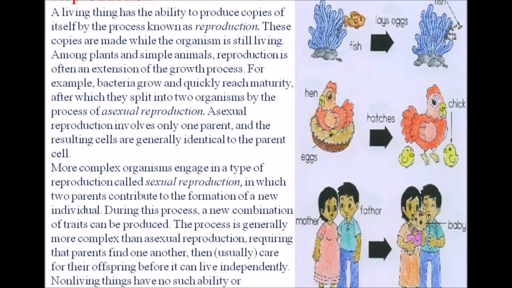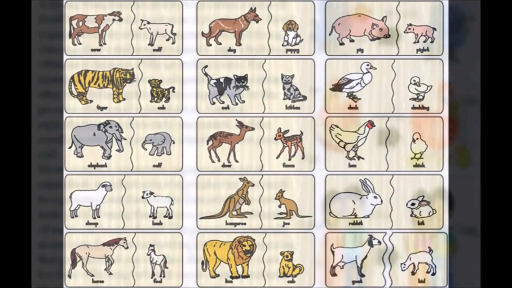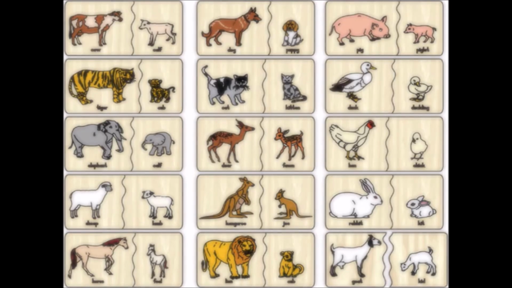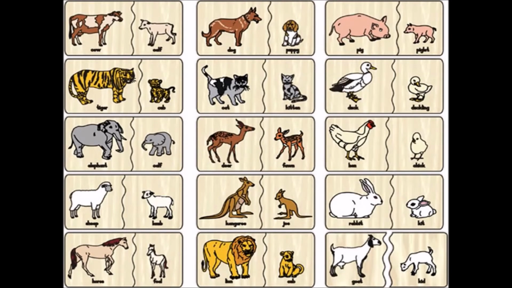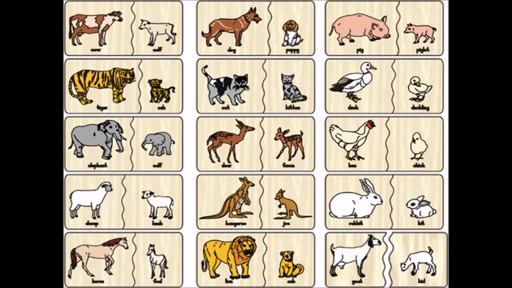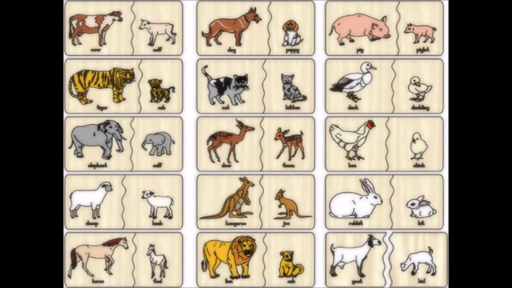Reproduction. A living thing has the ability to produce copies of itself by the process known as reproduction. These copies are made while the organism is still living. Among plants and simple animals, reproduction is often an extension of the growth process. For example, bacteria grow and quickly reach maturity, after which they split into two organisms by the process of asexual reproduction. Asexual reproduction involves only one parent, and the resulting cells are generally identical to the parent cell.